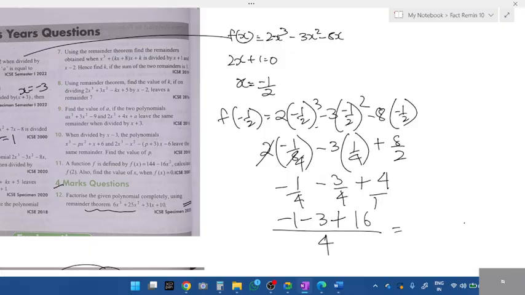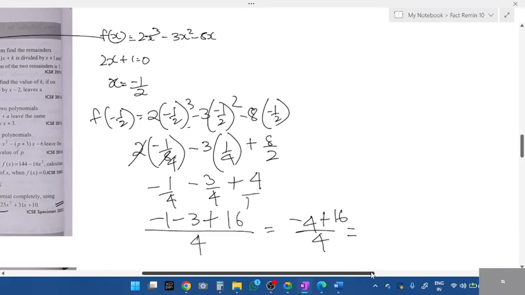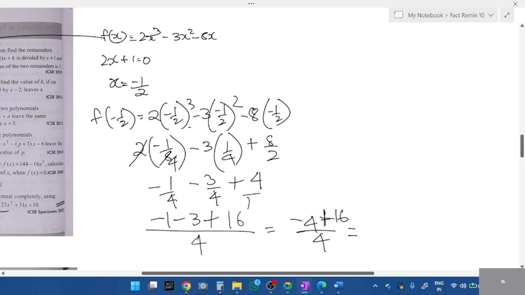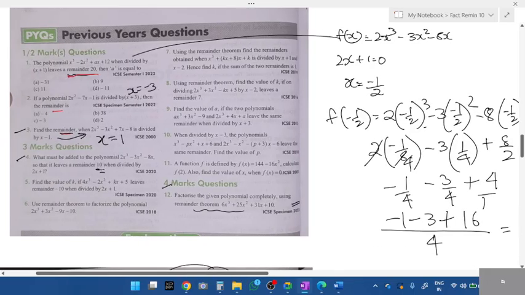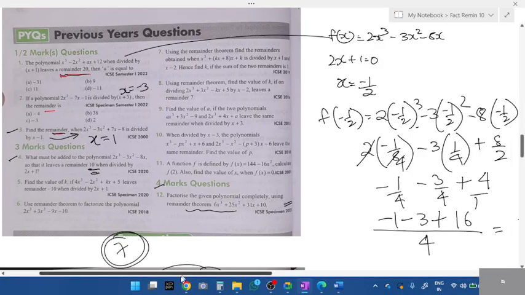Where did we go wrong? Minus 1. Okay, correct. Minus 1 minus 3 is minus 4 plus 16 divided by 4. What is minus 4 plus 16, students? All of you respond. Minus 4 plus 16 is 12. 12 divided by 4. What's the value we are getting? 3. But what has to be the actual value? The actual remainder should be 10. So what is the difference between 10 and 3, students? What is that extra number you have to add so that the remainder becomes 10? The extra number is 7.